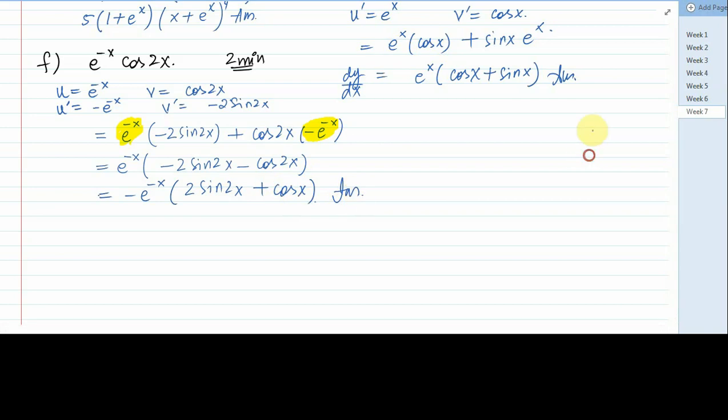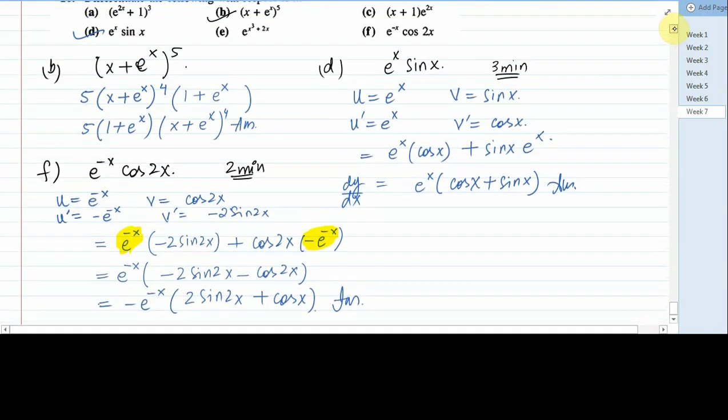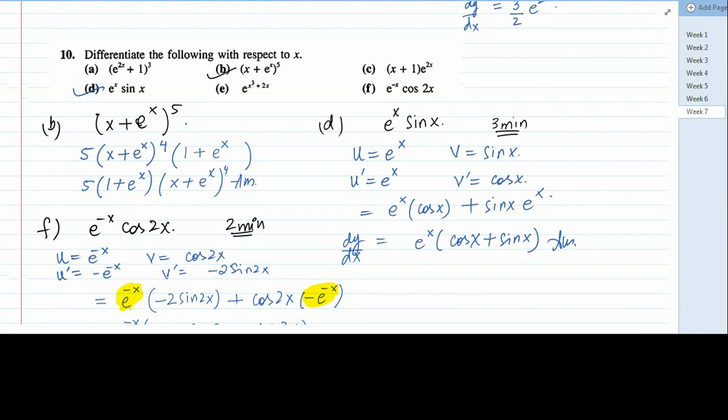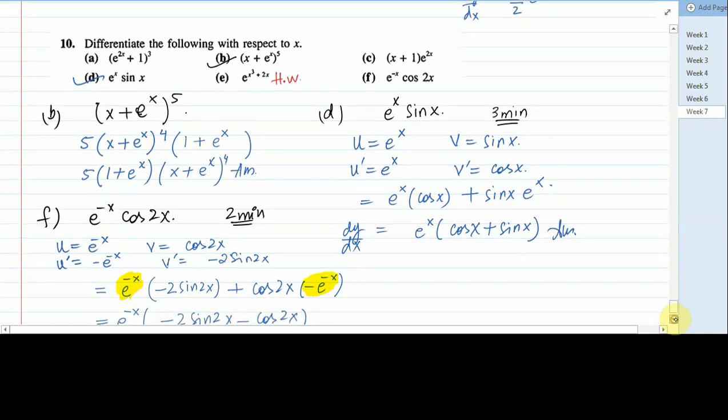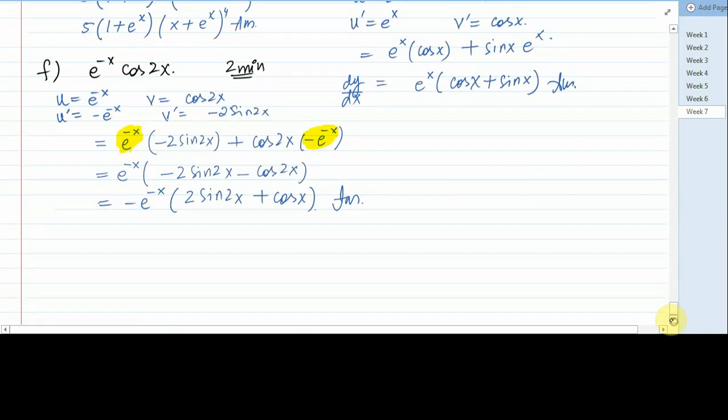Alright, so I hope that it is clear to you, and as homework, you need to attempt part E of this question. If you can do it correctly, that will be very good practice. Make sure to check your answer from the book. After question number 10, moving on to the next question, that is the last question of today's class.